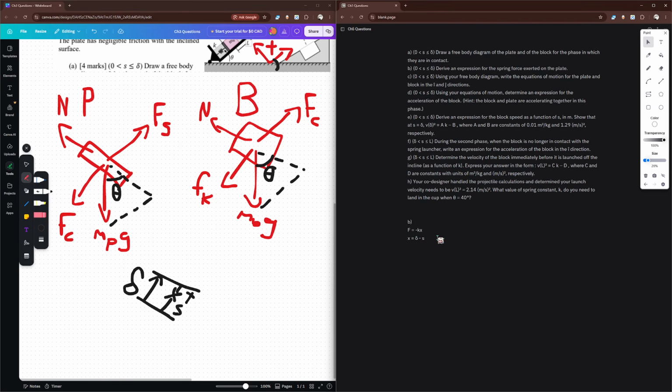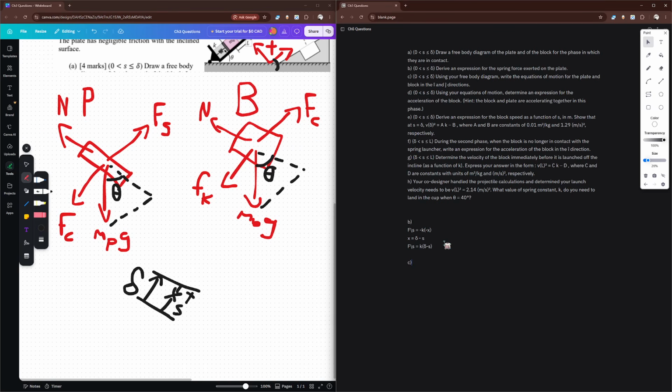What else can we notice about x? It's going in the opposite direction of the plane. It's in the negative i, meaning it's negative, so we can actually plug it in here as negative x, meaning that our Fs in this case, and I'll add that subscript here as well, Fs is equal to k of delta minus s. And that's all there is to part B, deriving the spring force on the plate.